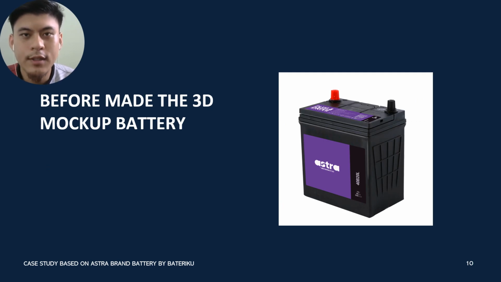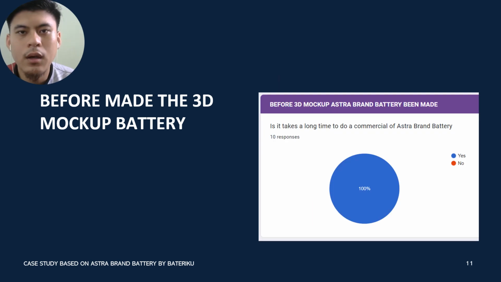This is the result from before the 3D mockup battery was made. This is the NS40B20L Astra band battery by Batteryku. This is the result from the photo shoot. Before the 3D mockup for the battery, it took a long time and cost more to get this result. To prove this statement, there is the survey that I made.